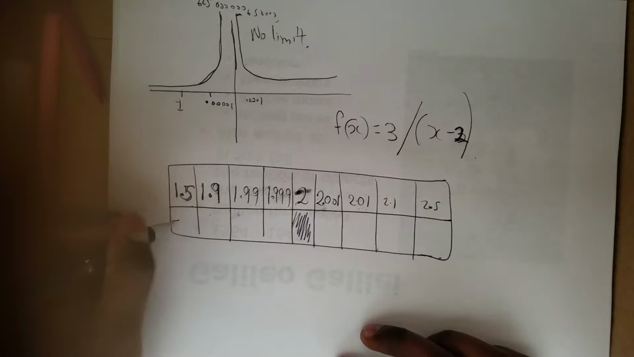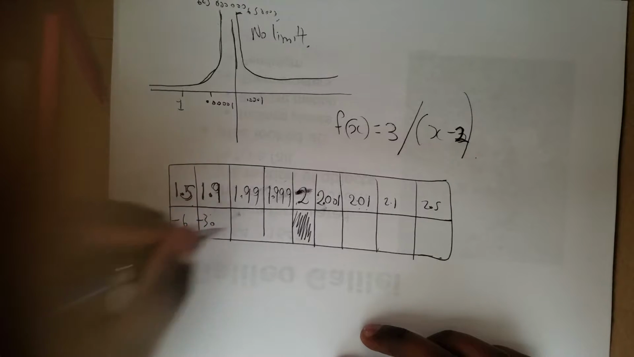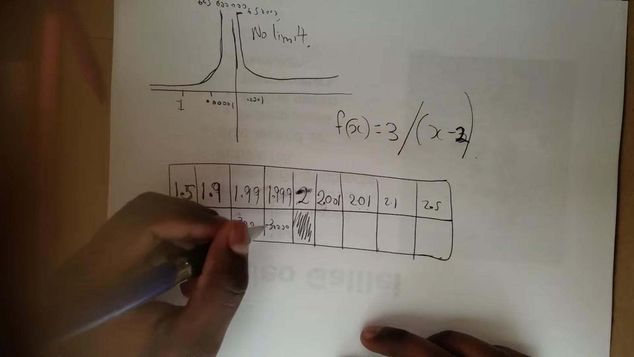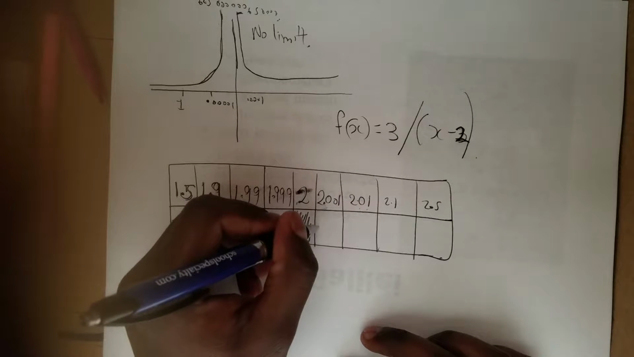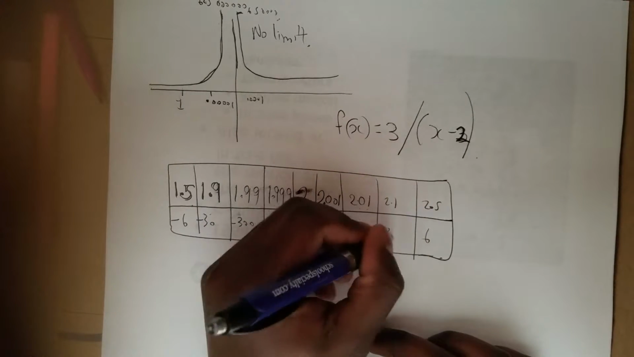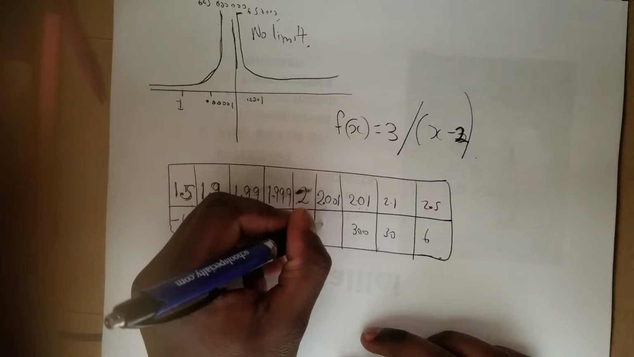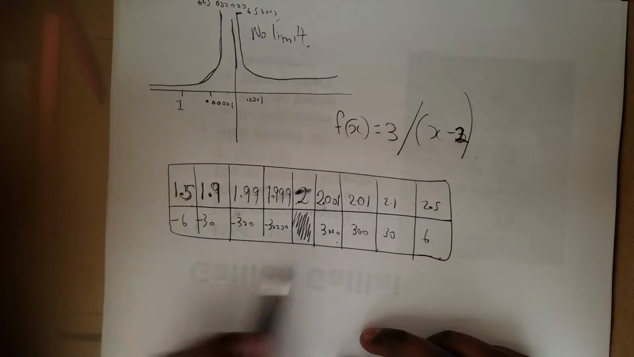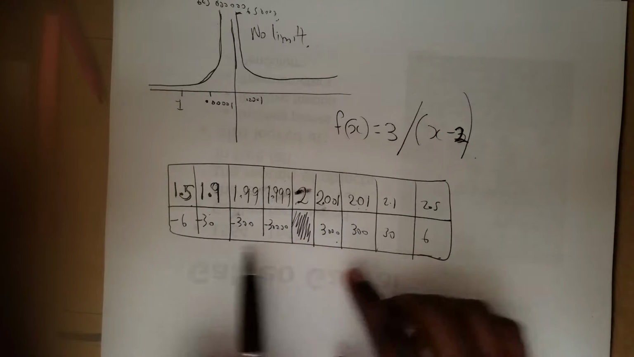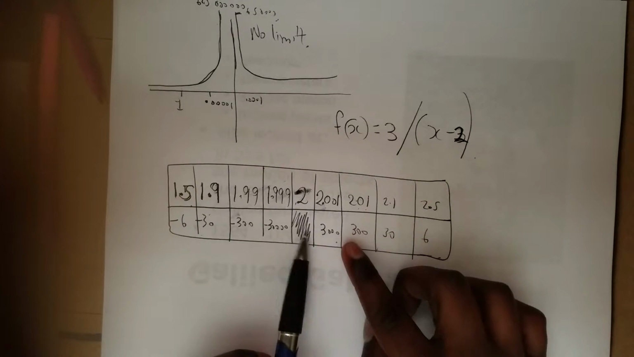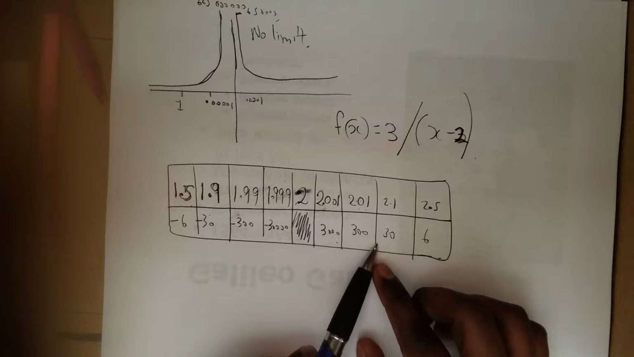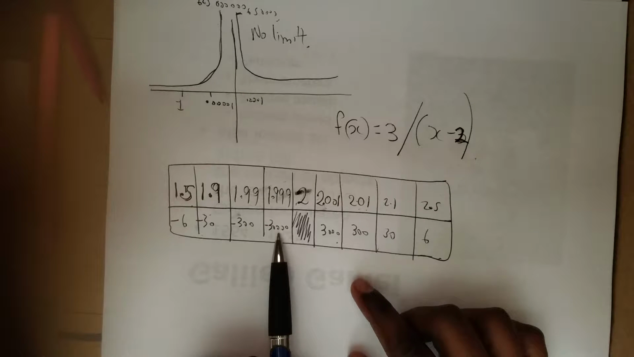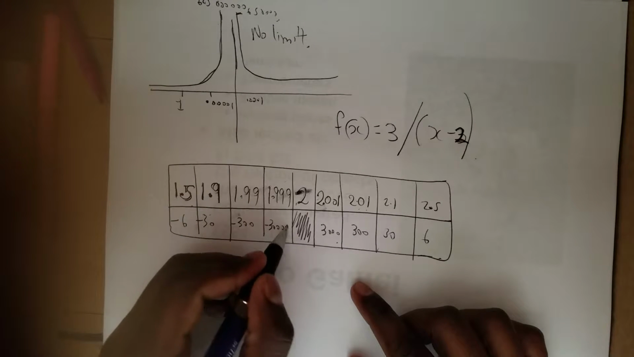It starts at -6, -30, -300, -3000, and on this side it also gets bigger and bigger. It starts at 6, 30, 300, 3000. So the y value is getting bigger and bigger, but they're getting bigger by a certain amount every time.